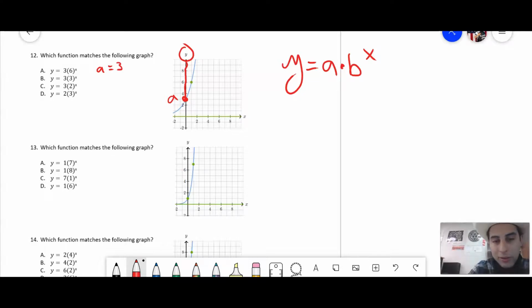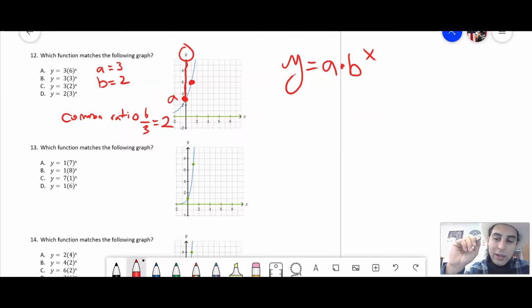Okay, now my b, I'm going to need to divide to find the common ratio. I'm going to take this y value right here over this y value right here. So 6 divided by 3. Do not subtract. Remember, subtraction is linear. We are dividing. 6 divided by 3 equals 2. So my b value is 2. All right? So my a value is 3. My b value is 2. So it's going to be 3 times 2 to the power of x.